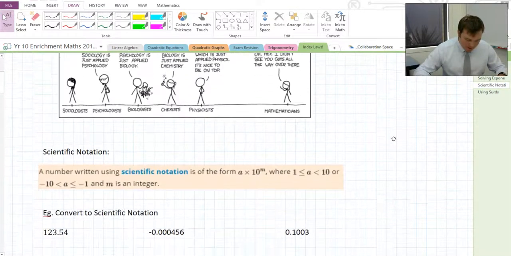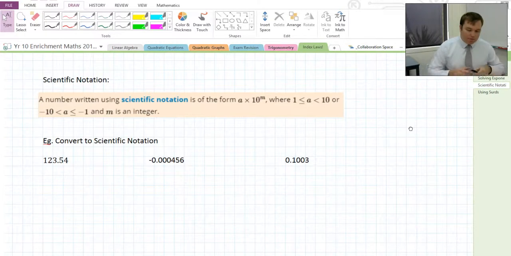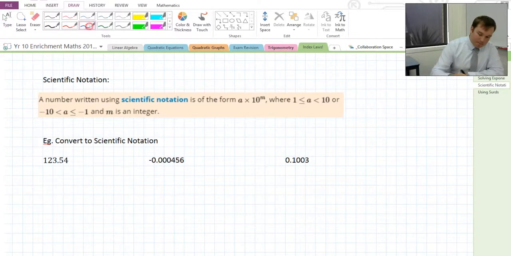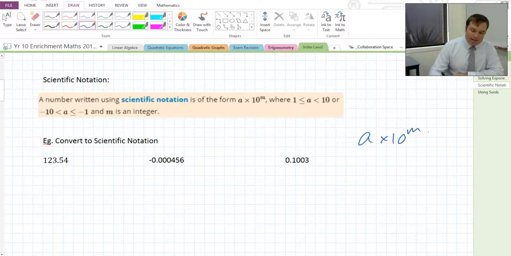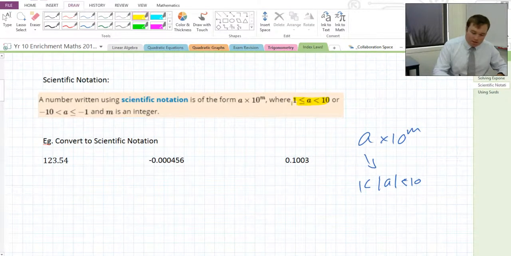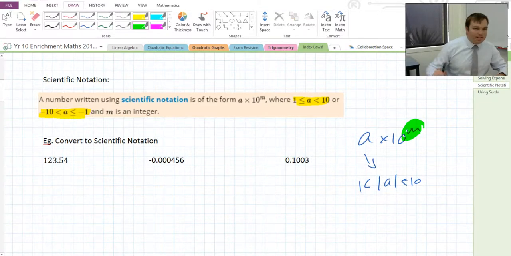Alright, but first, scientific notation. A number is written in scientific notation if it is of the form a times 10 to the m, where the absolute value of a is between 1 and 10. So it is less than 10, greater than or equal to 1. Note that means it can be anywhere between positive 1 and positive 10, or negative 10 and negative 1. Now, m is an integer, so this number up here is a whole number. 1, 2, minus 3, 7, no decimals in m.